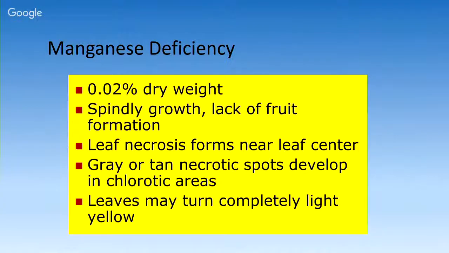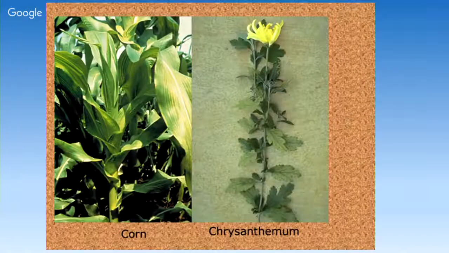Manganese. I mentioned manganese because it works in conjunction with iron. Spindly growth, leaf necrosis near the center, sometimes gray or tan spots. But again, it gives this yellow symptom. You're getting the idea of all these nutrients that all could be yellow, all of which can be confused. And here we got a corn, looks something like iron.